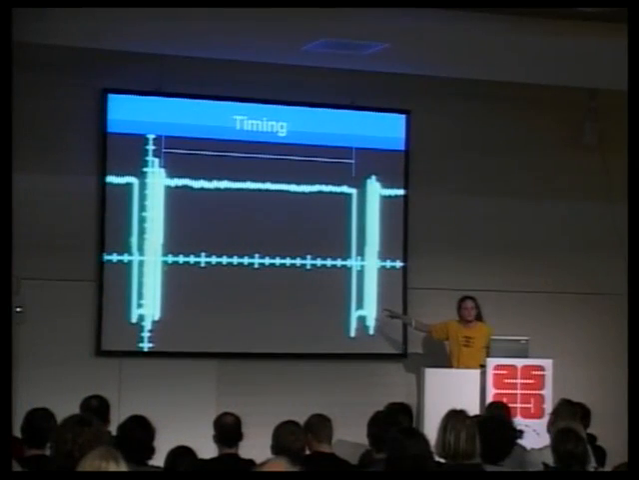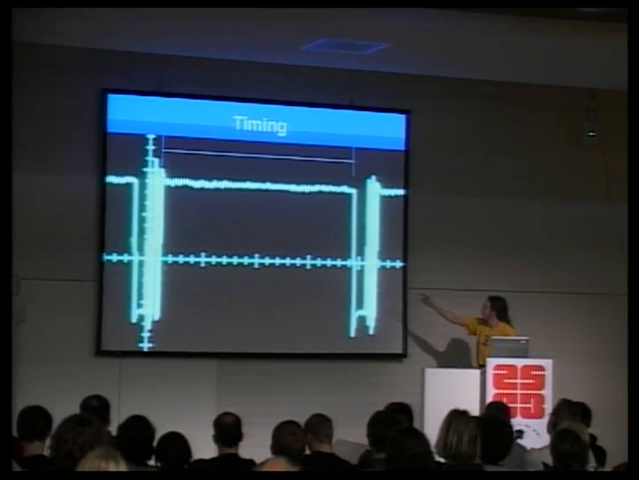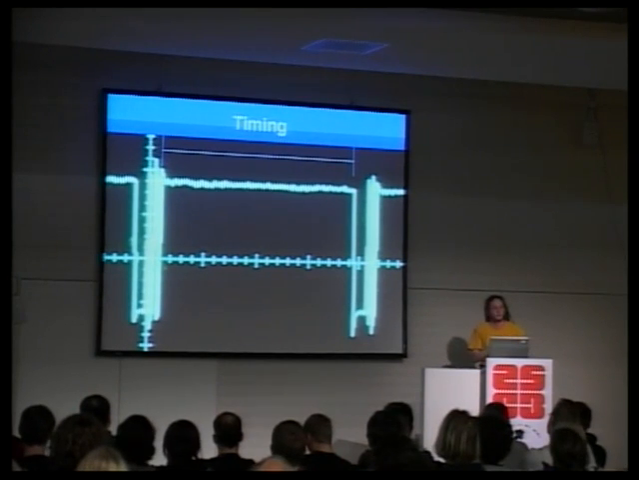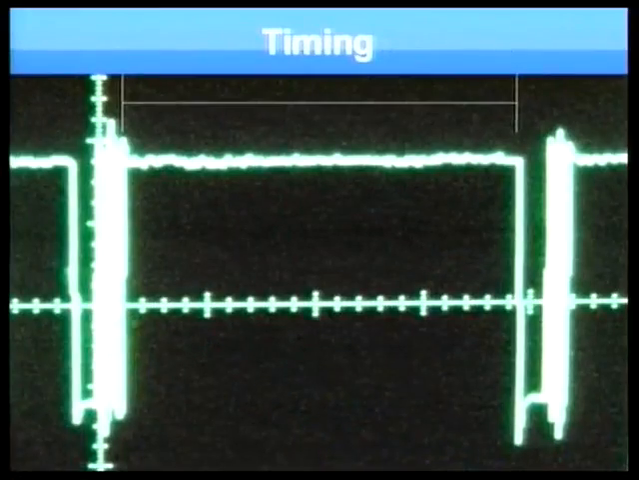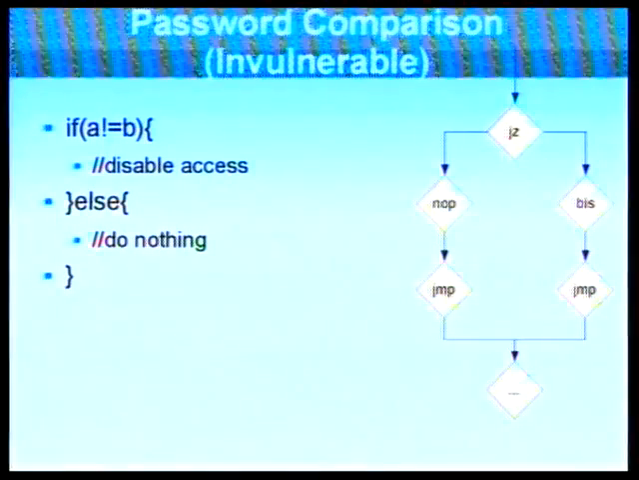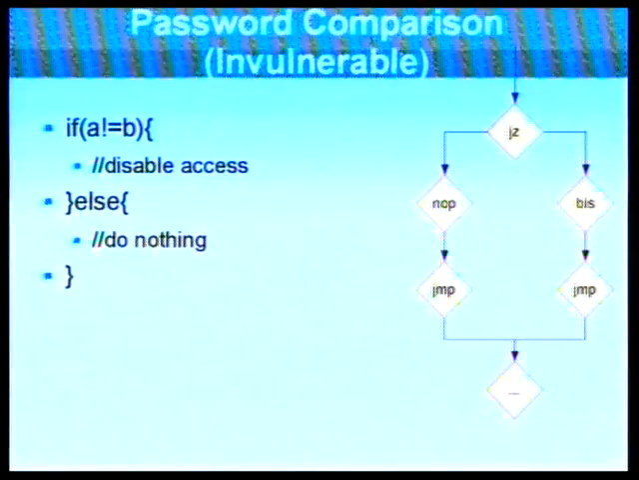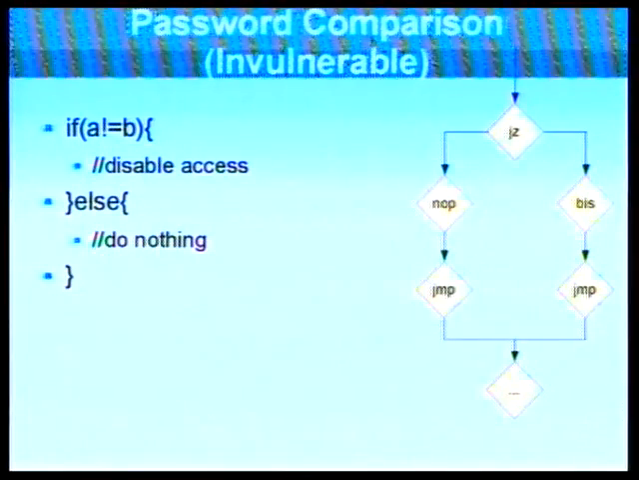Each one begins on a falling edge. After the falling edge, you've got your data bits, and then you have a single even parity bit to make the number of ones even. And then you have a stop bit, which is always high. When you do this and you give it the password comparison command, it runs through code that might look like this. And this is the invulnerable version.